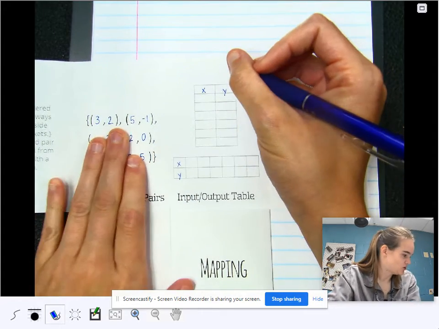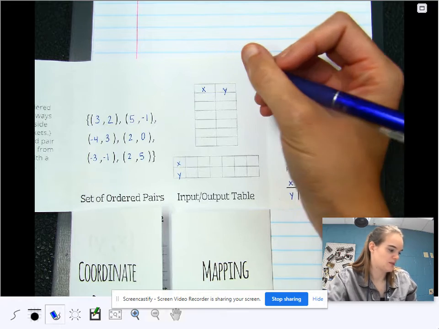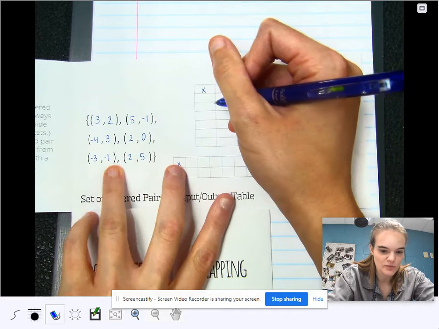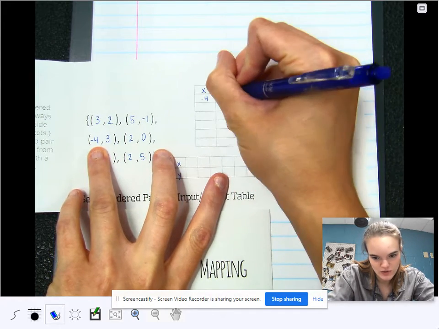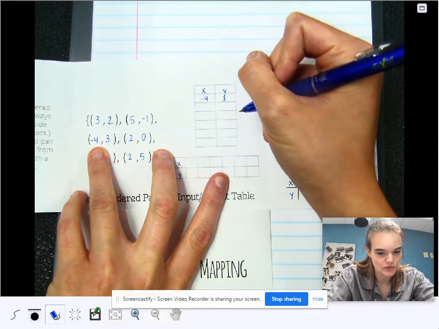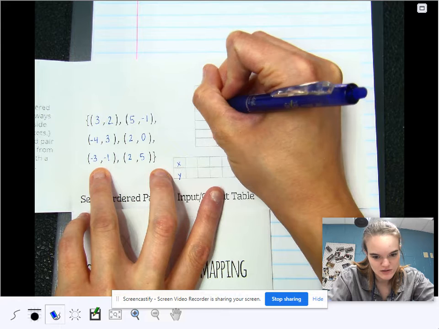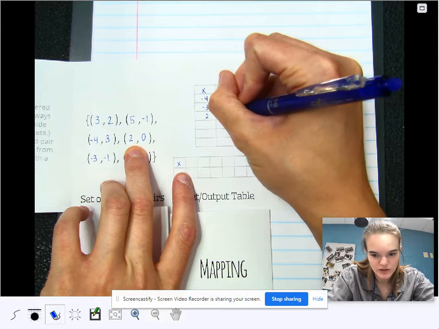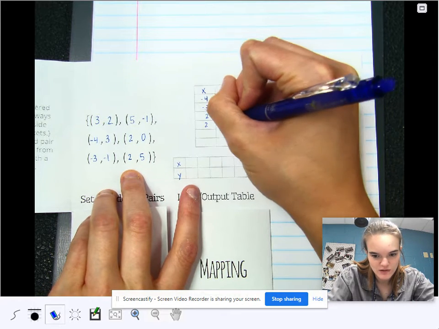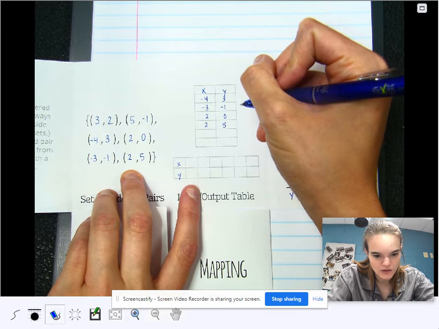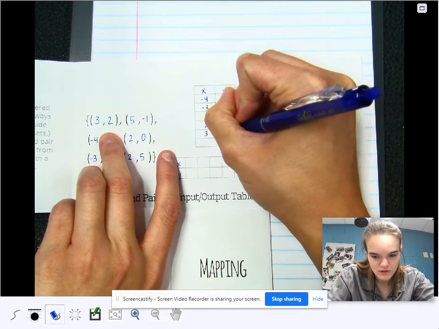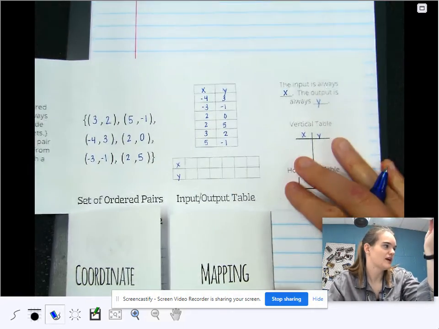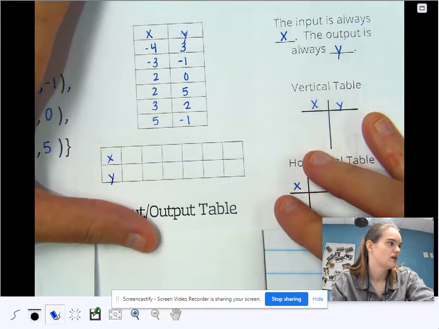We do normally like to put them in order. When I say in order, what I mean is we take the smallest x value and put it first. The smallest x value is (-4, 3). So the y's won't be in order, the x's are the ones in order. Then (-3, -1). 2 looks like it's next, but let's put (2, 0) first, then (2, 5), then (3, 2), and then (5, -1). So we ordered it by the x values. If we had the same x value, we did it by the y. The x, then the y.